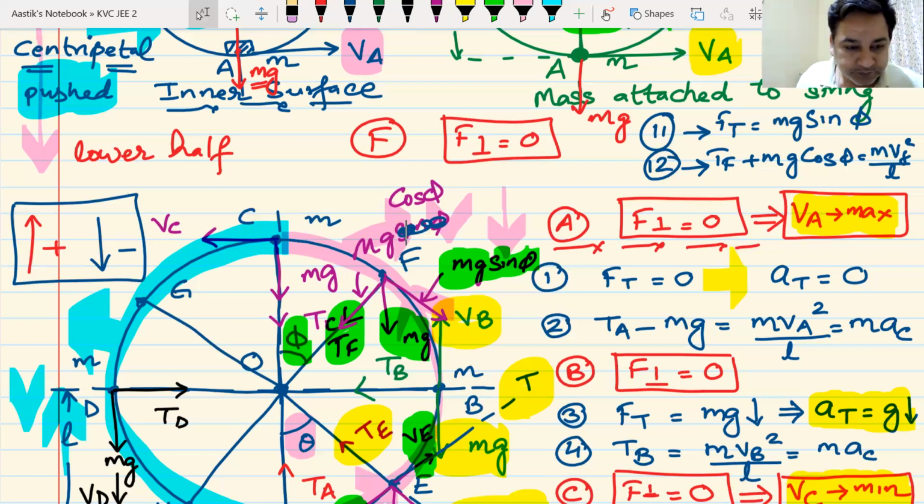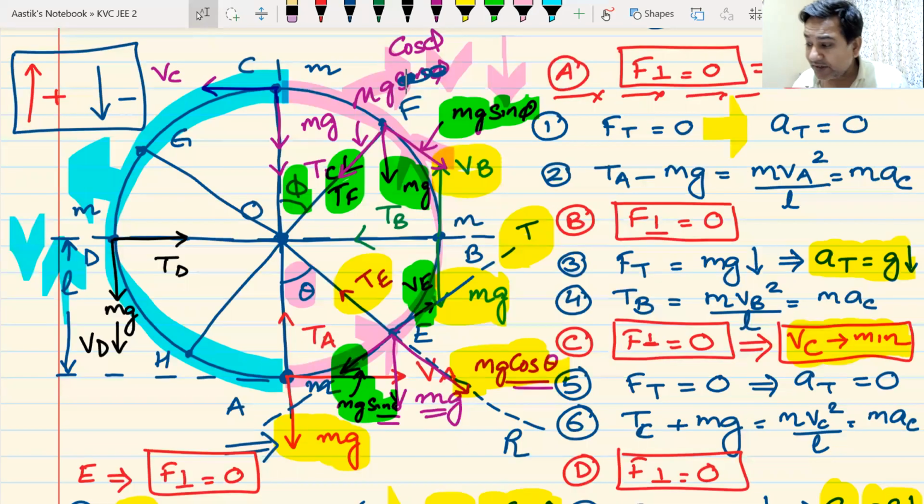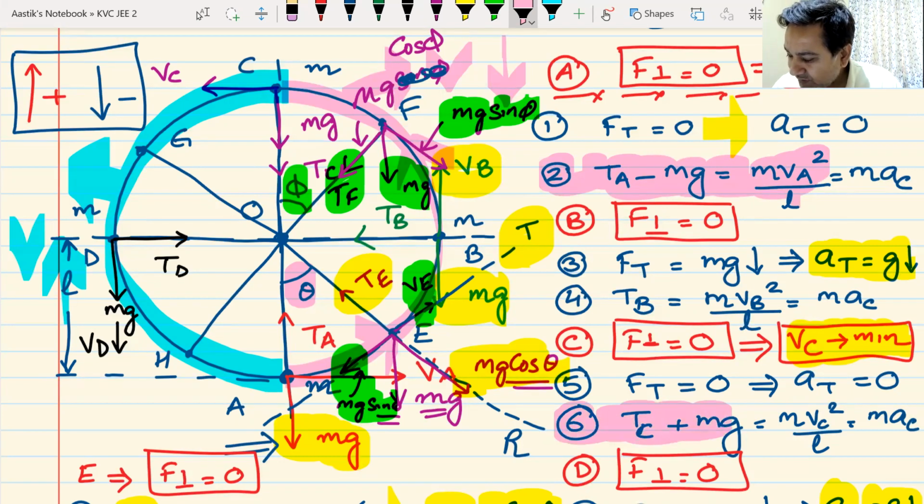Okay, great. Now, since we have understood that at point A, velocity or speed is going to be maximum, at point C, velocity or speed is going to be minimum. Now, let us concentrate on these two equations which I'm marking in pink. Equation number 2 and equation number 6. These are the two equations I have marked. At point A, we know speed is maximum. At point C, we know speed is minimum.